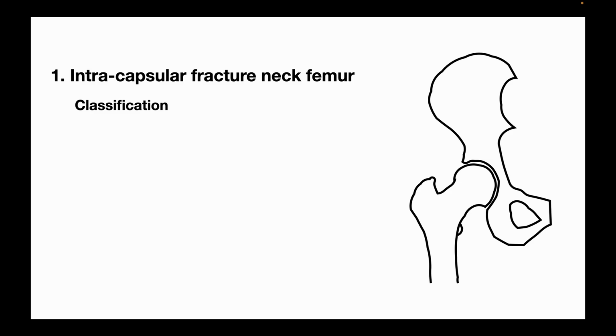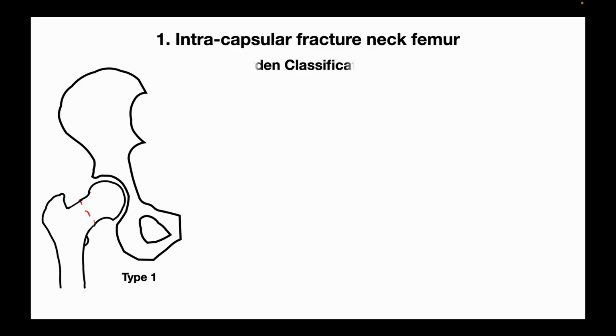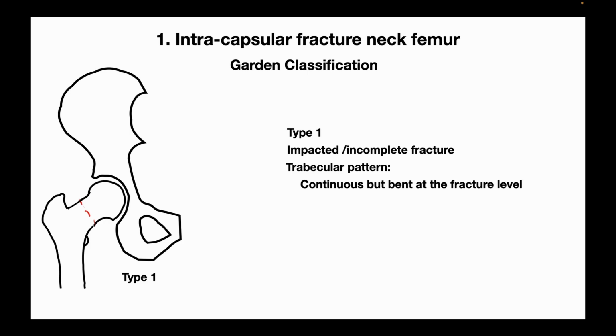Intracapsular fracture neck femurs can also be classified based on the disruption of the primary compressive trabeculae, and this is termed the Garden classification. Type 1 is an impacted or incomplete fracture. Here, the trabecular patterns are continuous but bent at the fracture level. You can see that the trabeculae at the head-acetabular junction are aligned normally.